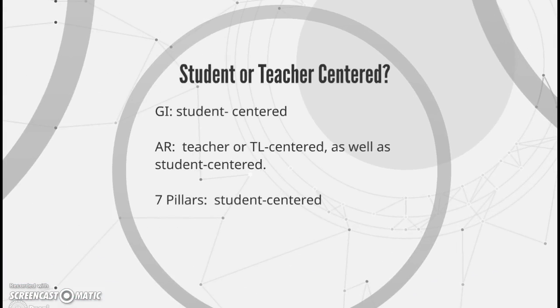Guided inquiry is clearly a student-centered model. Students investigate a topic which interests them, and they proceed with research. Action research can be used either by teachers, teacher librarians, or students. Whoever the user, they continually reflect on their learning and research process. The seven pillars model is clearly student-centered. Users continually communicate new learning, and they reflect on their information literacy skills throughout the entire research process.